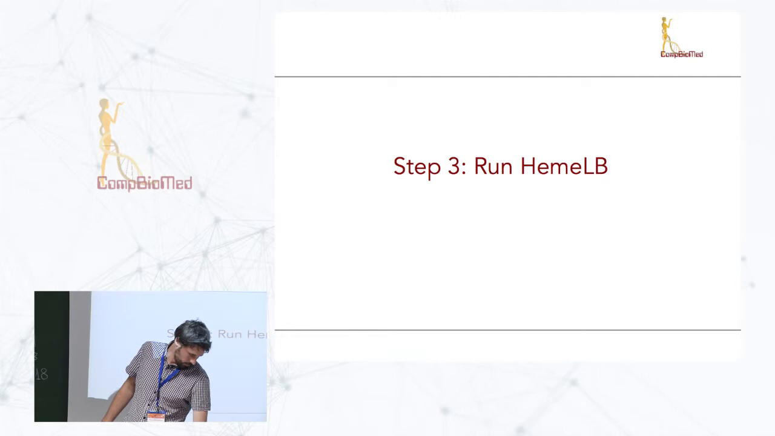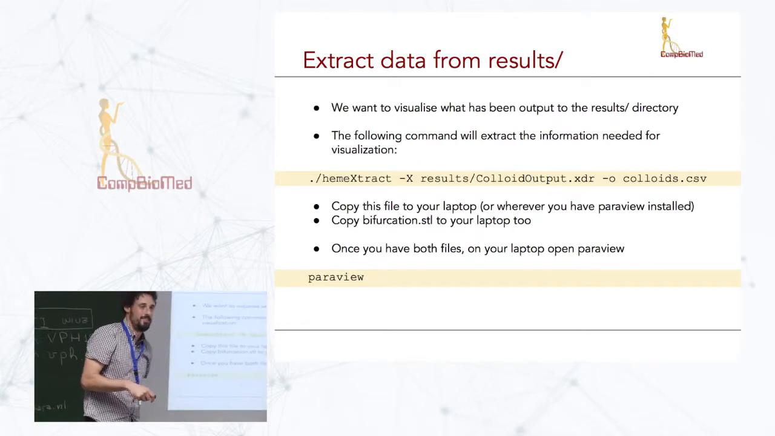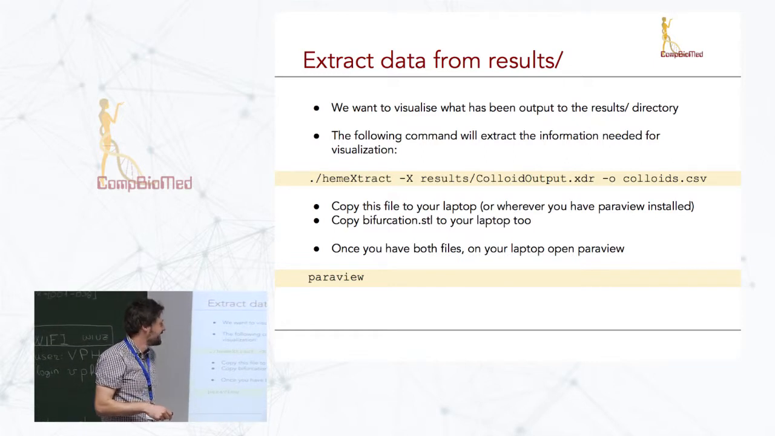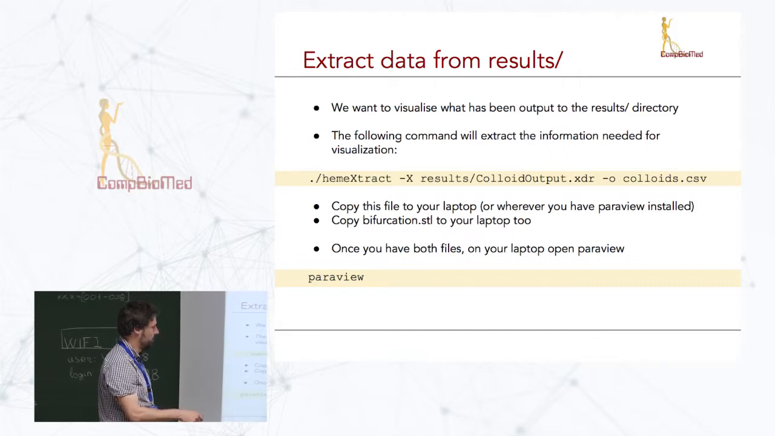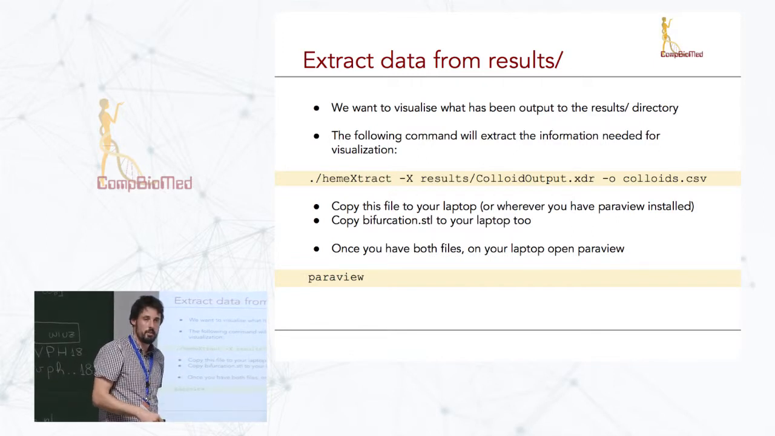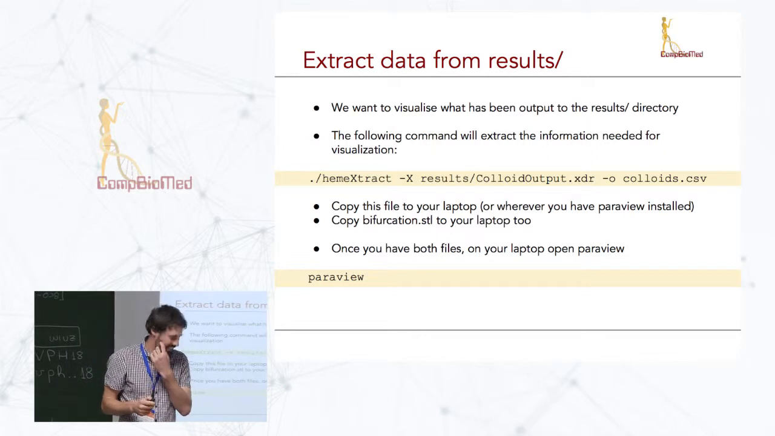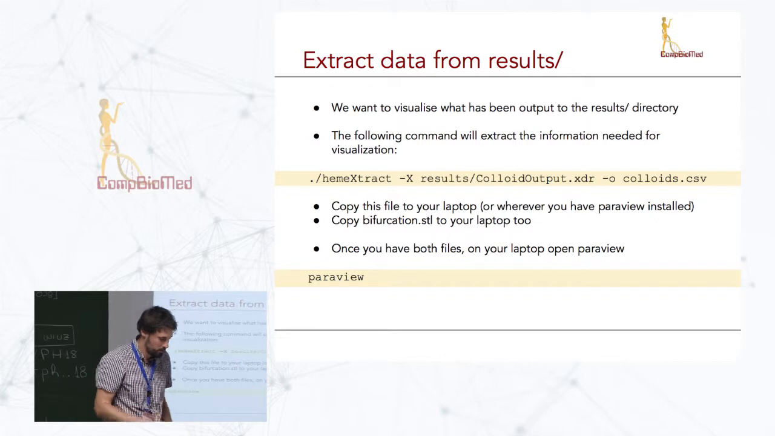Right, so now the final step, for those of you who've managed to get this far, is we're going to extract the data from this colloid output.xdr into colloids.csv, and then copy that to our laptop and open ParaView. Is there anyone that's able to do that just now? Yours will still be running, sorry. It should only take about 2 or 3 minutes to run, so it's comparatively short.